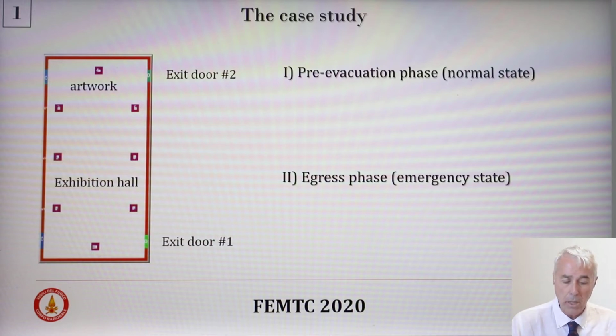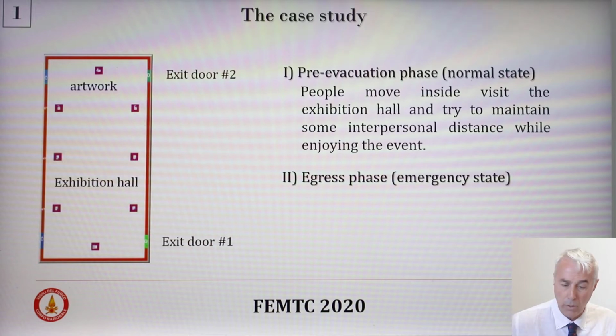The exhibition hall is a simple rectangular plan area with artwork inside, with two exit doors that will be available once the alarm sounds, and people will rapidly try to move outside. For the normal state, we will be studying people that move inside, visiting the exhibition, trying to maintain some interpersonal distance while enjoying the event.